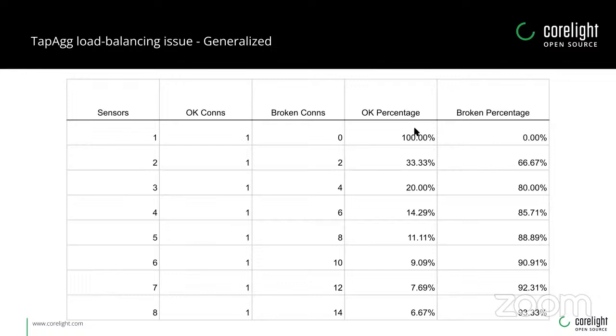So this is sometimes not doable in all production environments, because if you truly need 3 sensors to handle a load, you can't put all of the traffic into 1 sensor. But sometimes you can, like I said, on a night or a weekend, to rule out the TAPAG load balancing as the problem. And you can see this escalates very quickly. Once you have 8 sensors, you will end up with over 90%. It's actually 6 sensors. Over 90% of your connections will be broken.